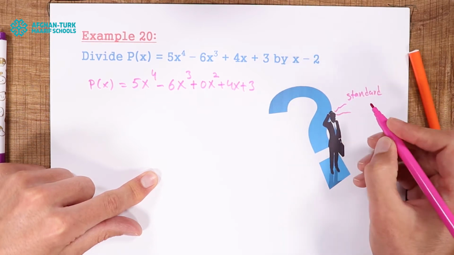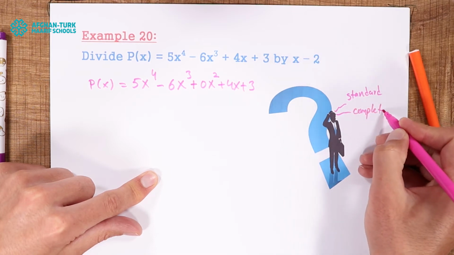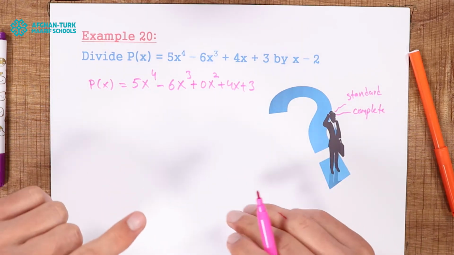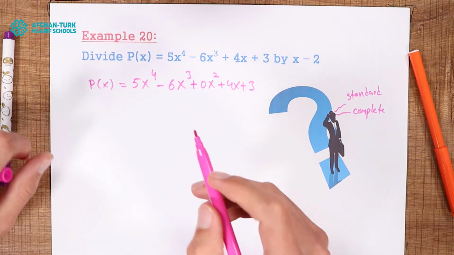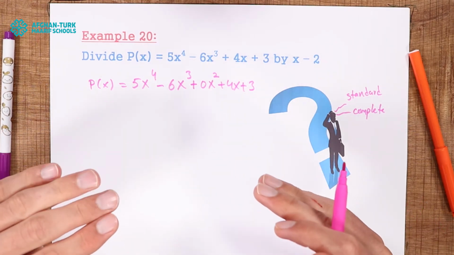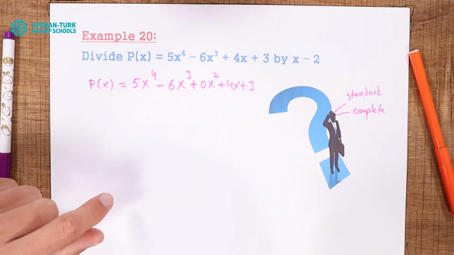So the important thing here is that the polynomial must be in standard form, and also the polynomial must be what? Complete. If it is not complete and not in standard form, write it in standard and complete form, and after that start to solve. Here we are considering just the coefficients. The method of synthetic division is just using the coefficients to solve.